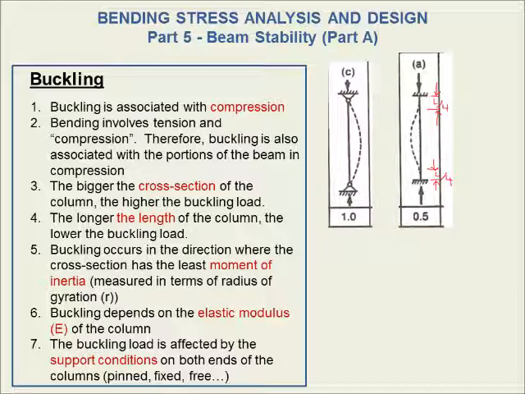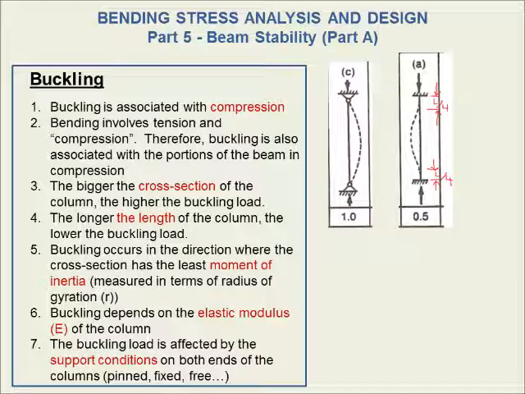Same column, same material, same cross-sectional properties, same length. But if you fix it and constrain its ability to rotate at the support locations, it'll act as though it was half as tall. Okay? And we know from number 4 that the longer the length of the column, the lower the buckling load, right? So therefore, the shorter the length of the column, the higher the buckling load. A shorter column is stronger in buckling.